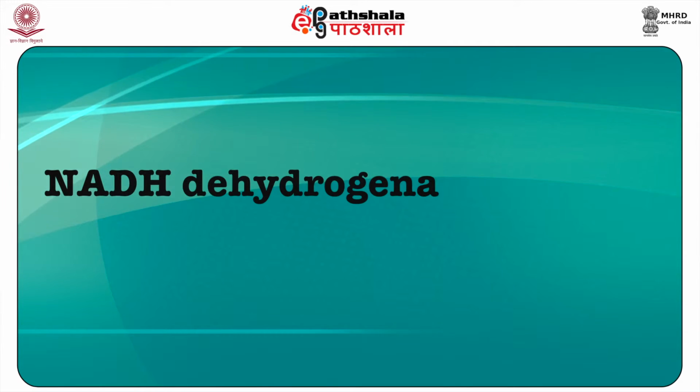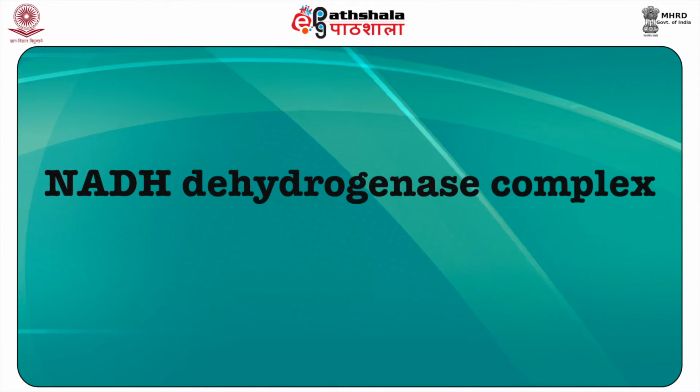Second in this category is NADH dehydrogenase complex. This enzyme is a part of electron transport chain and contains FMN. The electrons are transferred from NADH to FMN and then to coenzyme Q in the electron transport chain.